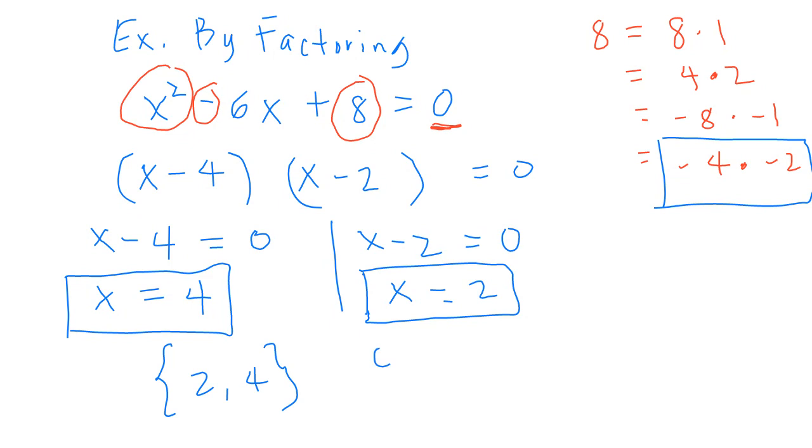To make sure also, you need to check your answer by plugging in. So last time we learned how to check by plugging in to the original equation. So just plug in 2 to x and then calculate. So it should be a true statement. So 2 is a valid answer. For 4, do the same thing and it should be a true statement.